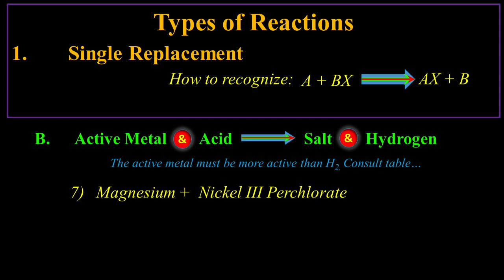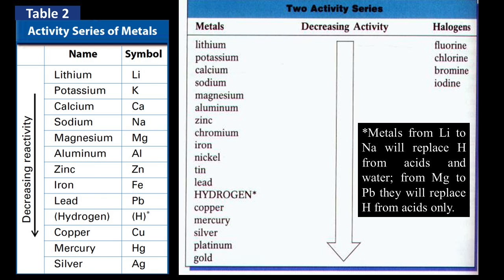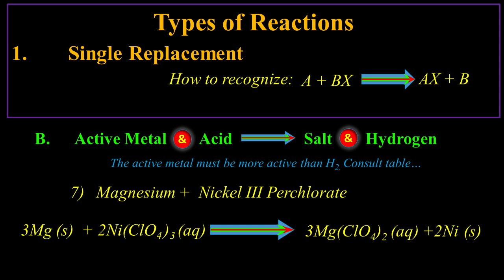Oh, I'm not losing my mind. Okay, all right. Magnesium and nickel-3 perchlorate. If you look on the next slide, you'll see that magnesium is above nickel in the activity series. So magnesium is 1, 2, 3, 4, fifth from the top, and then nickel is just below the middle. So what will happen is the magnesium will replace the nickel, and you'll form magnesium perchlorate plus nickel. So the cation that's being replaced turns into a neutral atom, neutral element.